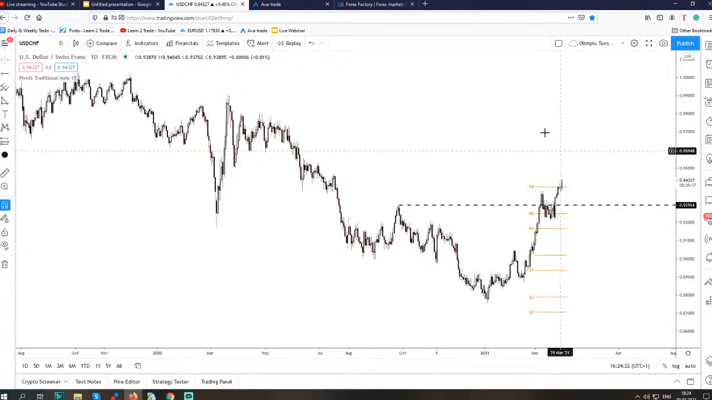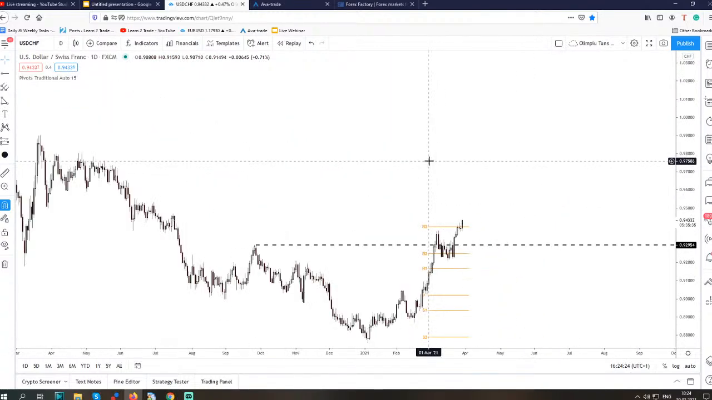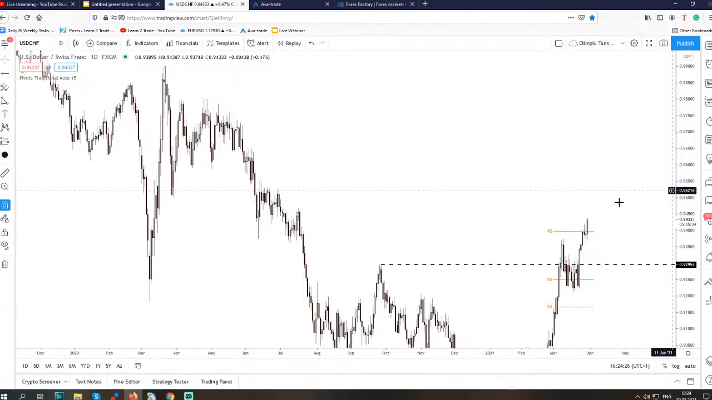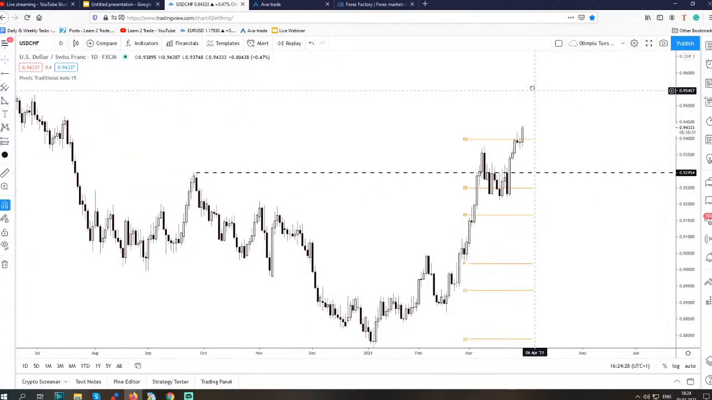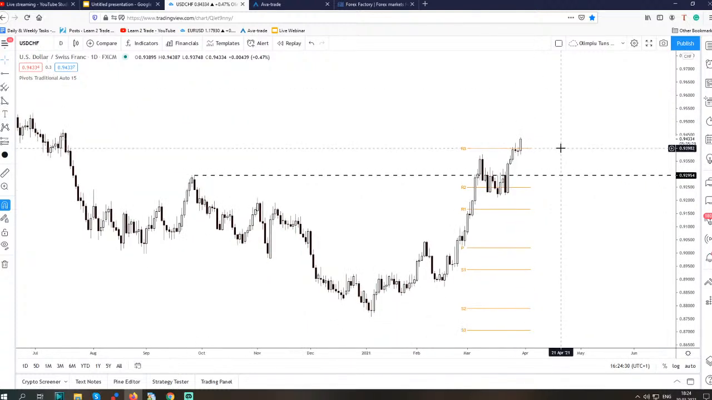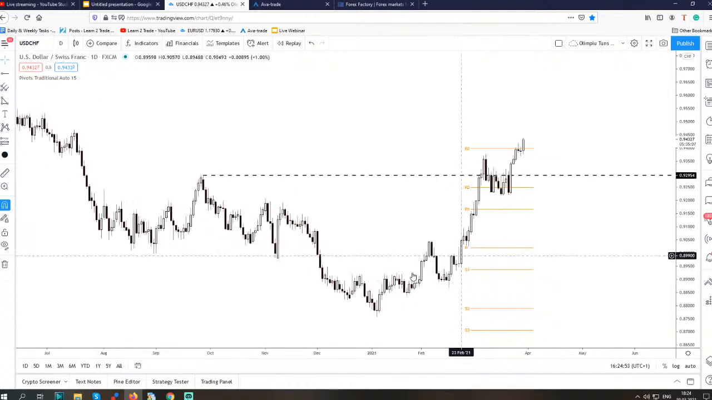Okay, so the price could also stabilize above R3, this resistance at 0.9398. This could represent a new upside signal confirmation. So if the price stabilizes right above this level, then it could continue to increase.